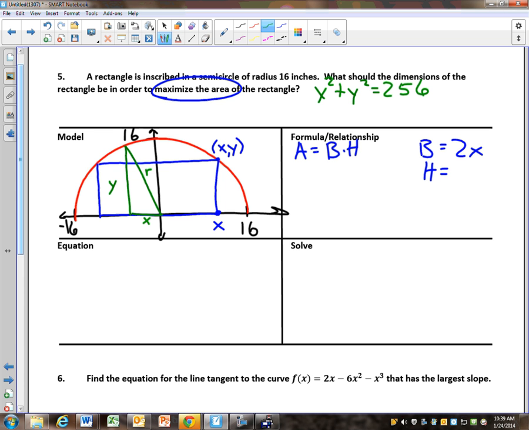Is that a function? No, it is not. Is our semicircle a function? Yes. It is the top part of the circle, right? The positive portion. Very good. So we solve for y squared. We have y squared is equal to 256 minus x squared. Now what? Square root both sides. A lot of people like to square root 256 and square root x squared. Totally illegal.